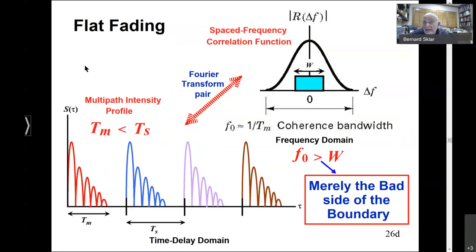And similarly, when you take a look at the simply bad side of the boundary, where T sub M is the end of the echo, and this is the end of the symbol here, the maximum spreading is less than the symbol duration, and its Fourier transform puts your signal bandwidth within the consistent portion of the coherence band. Hurrah! You're doing as good as you can in this case, merely flat fading.